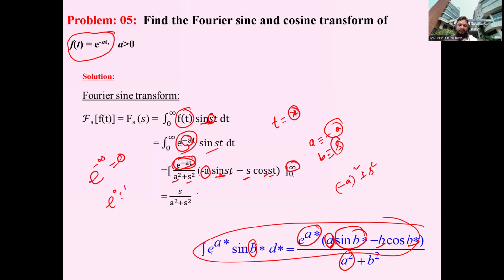So 1 divided by a square plus s square, and minus a sine 0 is 0. And we can write minus s cos 0. Cos 0 is 1. So it is minus s, and we have a formula from the upper limit. There is a negative sign, that's why it will be plus sign. So plus s by a square plus s square. So in this way, you can find the sine transform.